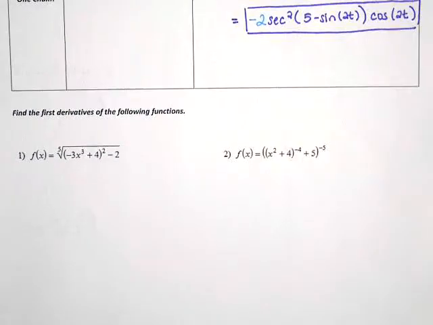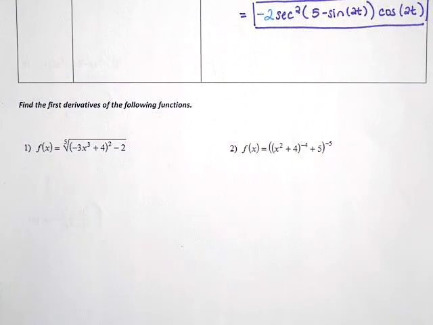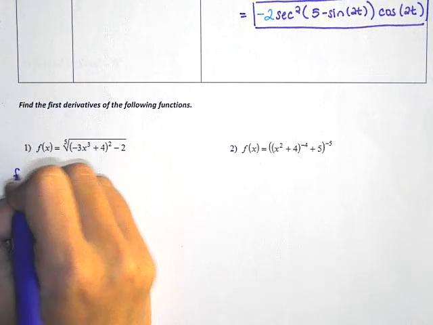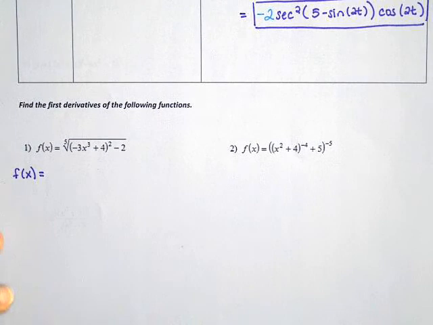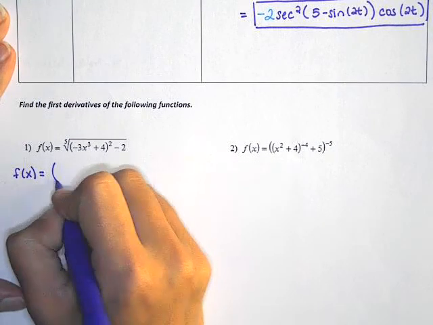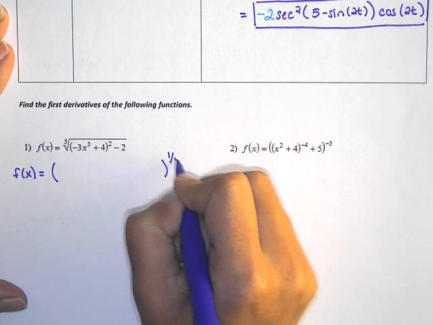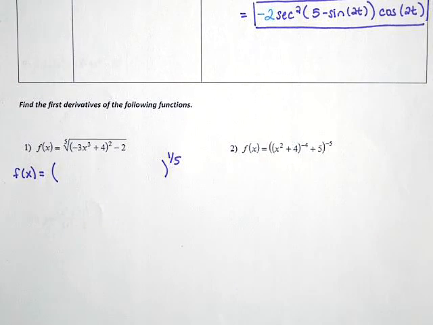Okay, let's try a couple more problems. So problem number 1 here. You'll notice that we have a big 5th root. Personally, when I rewrite this, and again I'm going to use different colors for the different layers, I'm going to change the 5th root to a 1/5 power. And that is the entire outer layer.